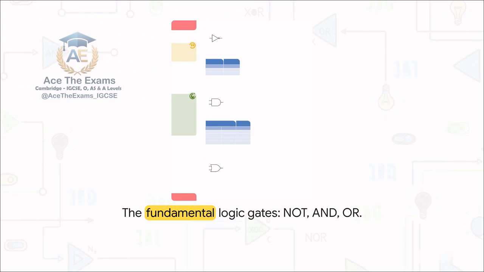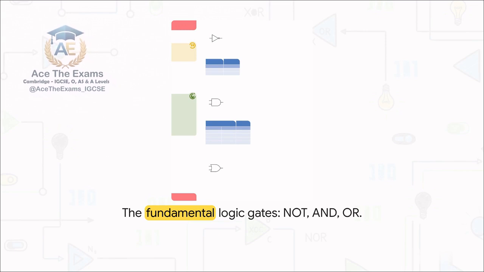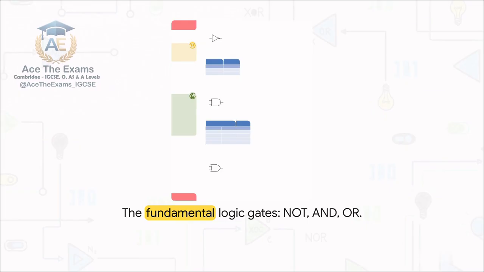Examiners will ask you to draw these, and they are incredibly strict about the shapes. If you draw a sloppy gate, you lose the mark, period. So let's look at them.